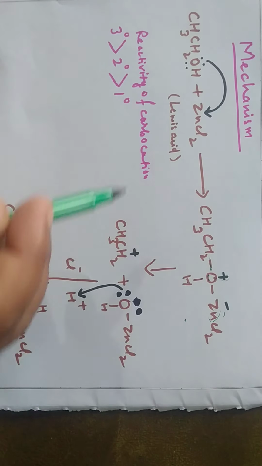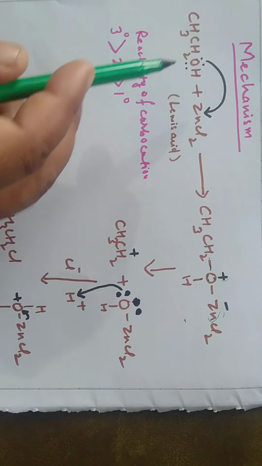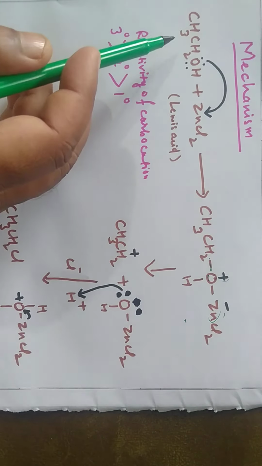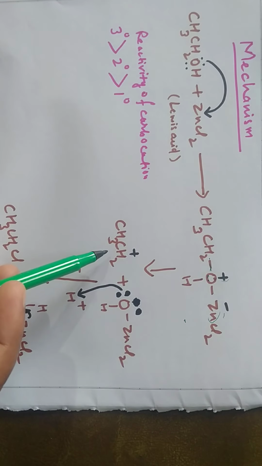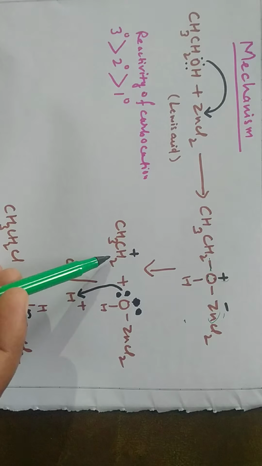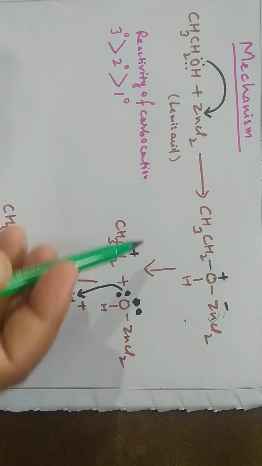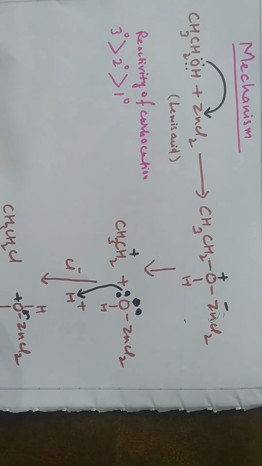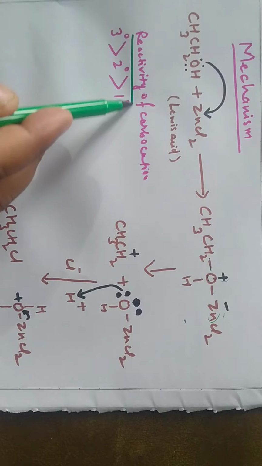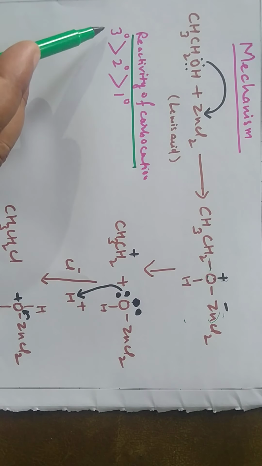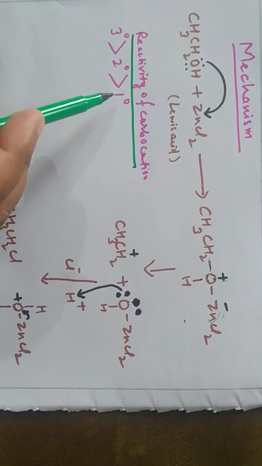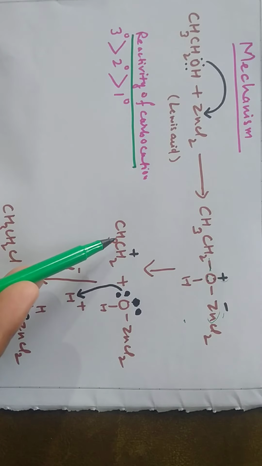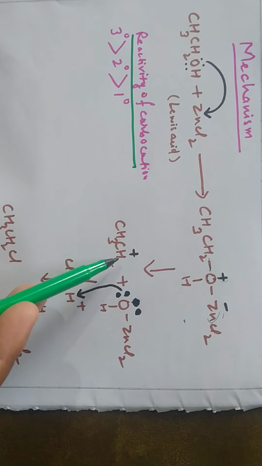Why? Because we have taken ethanol. If we take 2 degree alcohol, then a secondary carbocation will form. If we take 3 degree alcohol, then a tertiary carbocation will form. So it depends on which species you have taken. You have taken 1 degree, so a 1 degree carbocation is there. Now you know the stability of carbocations. 3 degree is most stable, then 2 degree, and then 1 degree. So if it is 3 degree alcohol, then a 3 degree carbocation will be there.